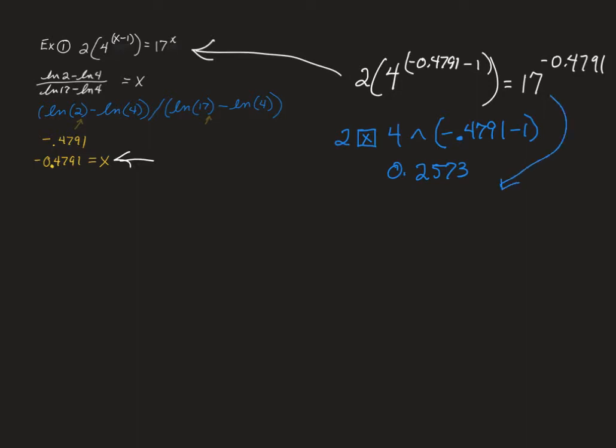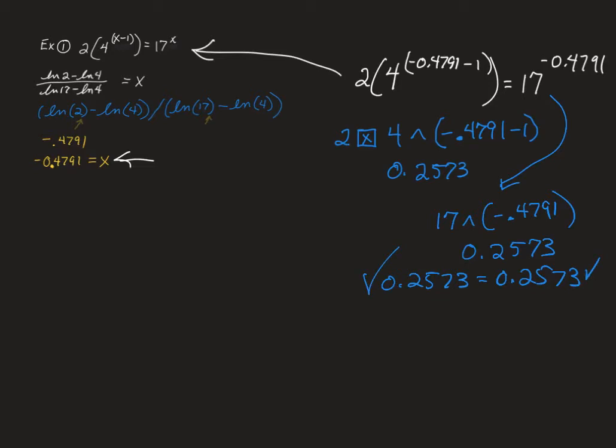And if you then do 17 caret parenthesis negative 0.4791 close parenthesis, you will get 0.2573, although your calculator won't have the 0 there. So it is true that one side is equal to the other. We have solved the problem correctly. This is the correct answer, and this is the correct approximate answer.